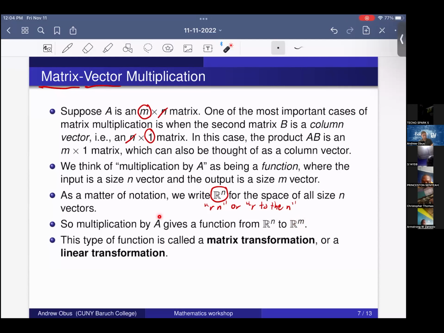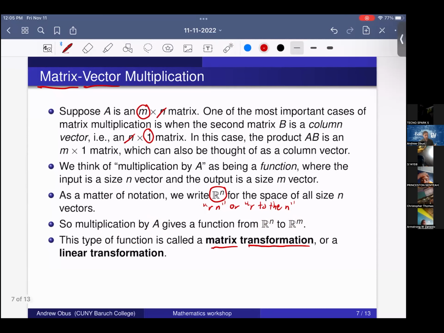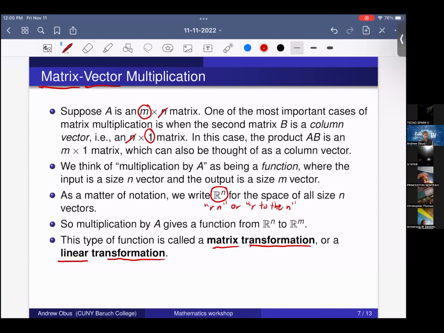And if A is a square matrix, so it's n by n, then if your input is a size n vector, your output is also a size n vector, right? These square matrices are going to be the most important kinds. This type of function has a couple of names. Sometimes it's called a matrix transformation, and sometimes a linear transformation. At least for what we're doing, they mean the same thing.